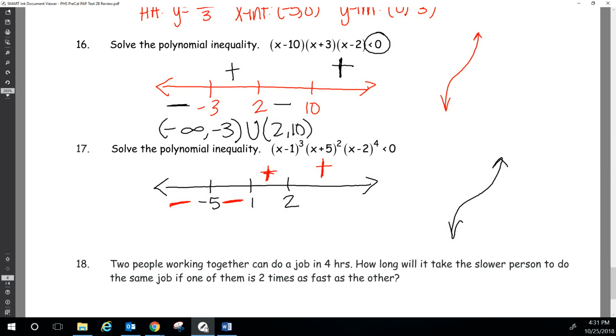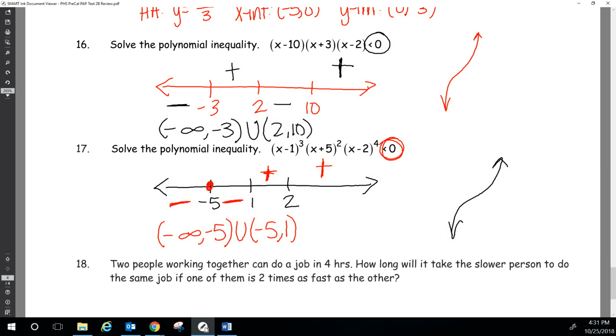Now here's where it gets even a little bit trickier. I want to know when I'm less than 0, not less than or equal to 0, but less than 0. So I'm less than 0 between negative infinity and negative 5, and between negative 5 and 1. We have to be careful because what's happening at negative 5?